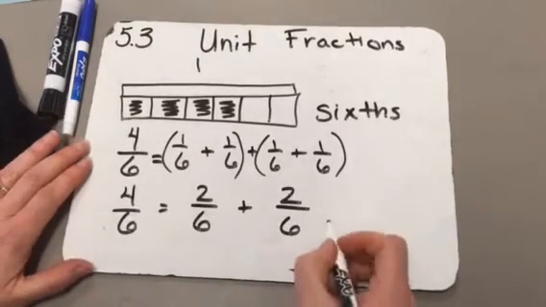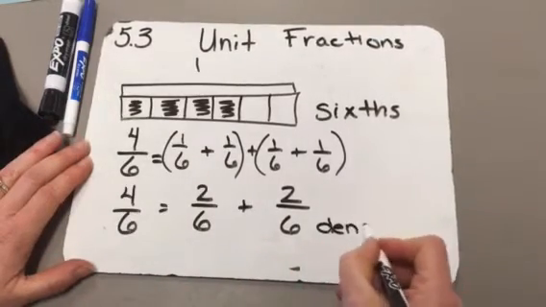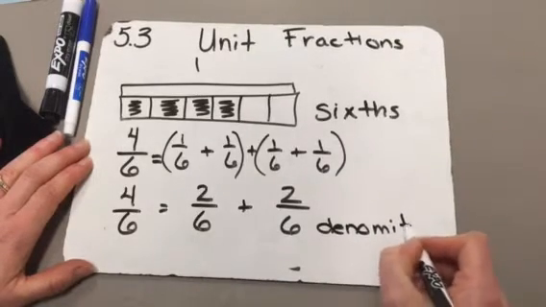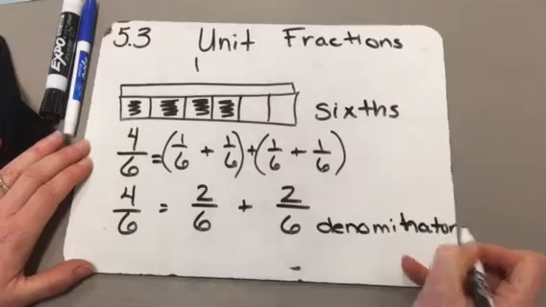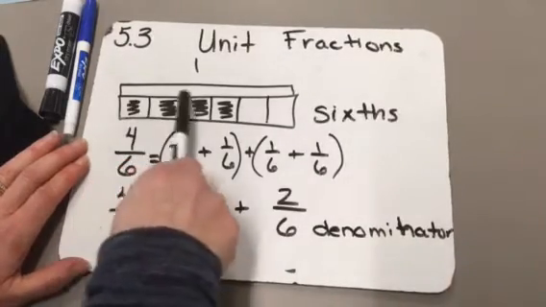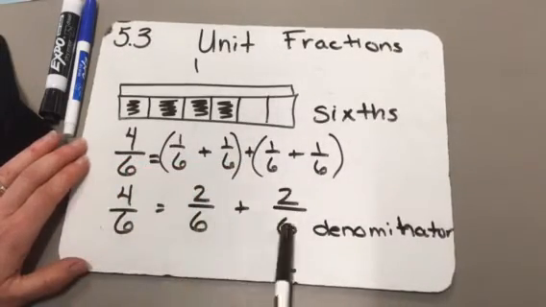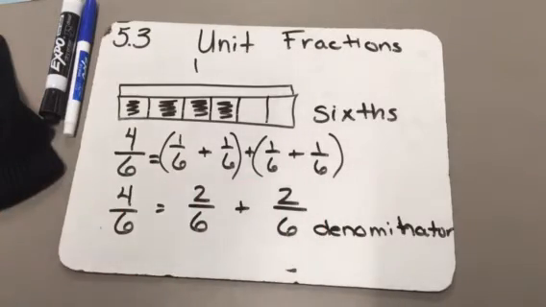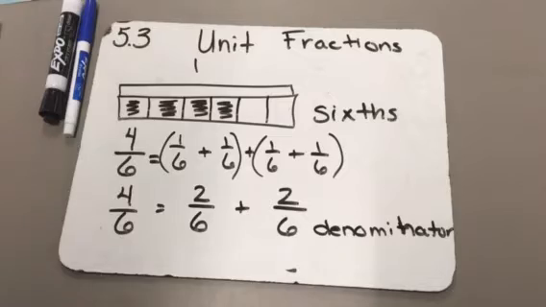Again, we do not add up our denominator because our denominator tells us what the size of our pieces are. The denominator tells us the size of our pieces, and we only have 6 pieces. If I added these up, I'd have 12, but I do not obviously have 12. I have 6. All right, I'm going to erase. If you need longer to write this down, go ahead and pause.